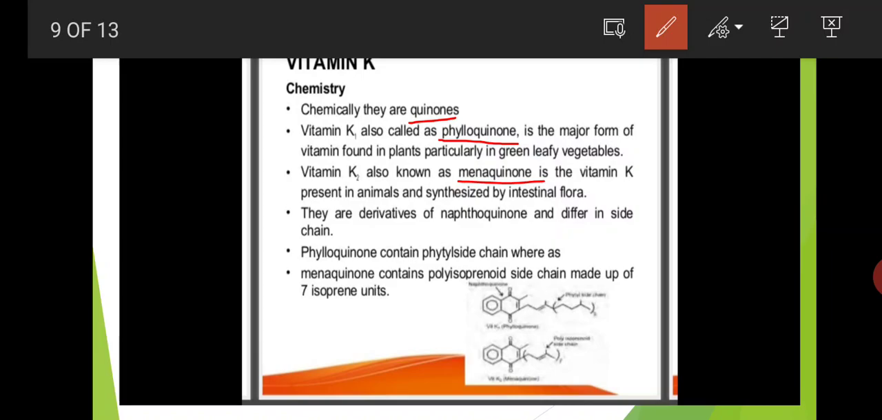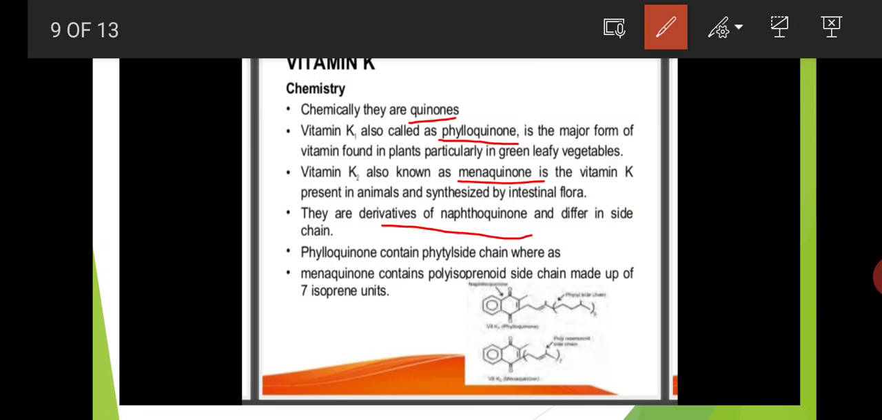They are derivatives of naphthoquinone and differ in side chain.